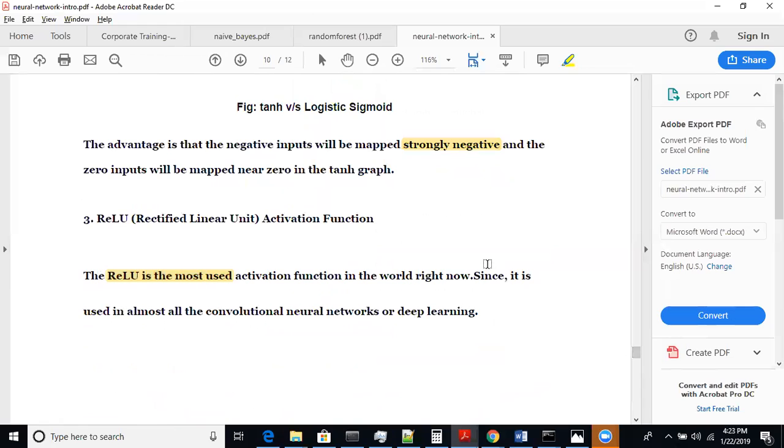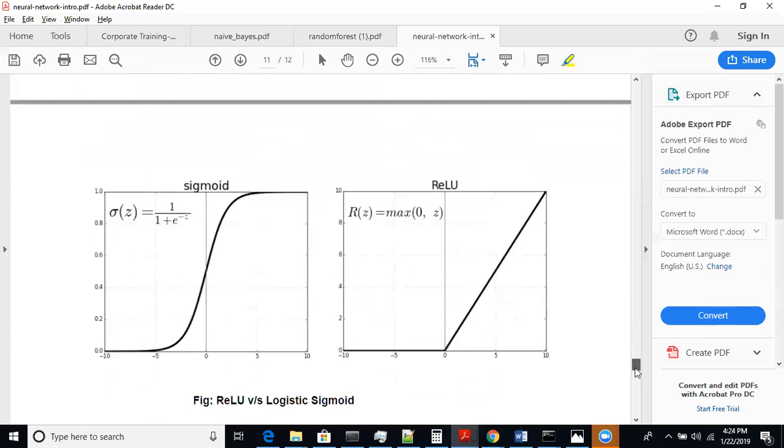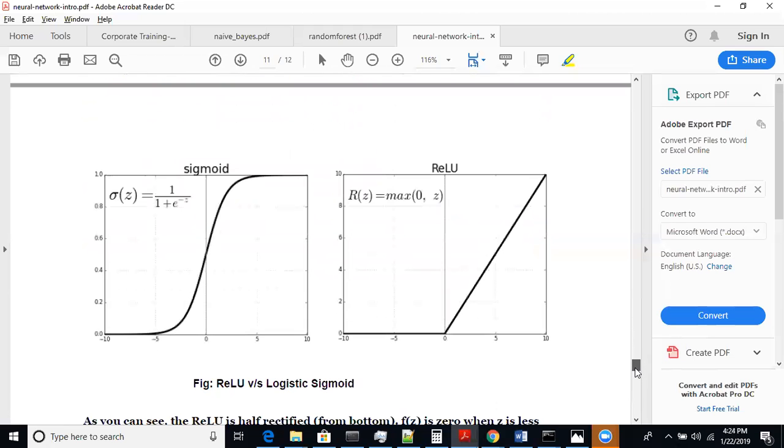Other than binary problems, you can use ReLU in any method: convolutional neural networks, deep learning. Since it is used most in CNN and deep learning. Why are we mainly using ReLU? Accuracy is higher, and the learning pattern is better.